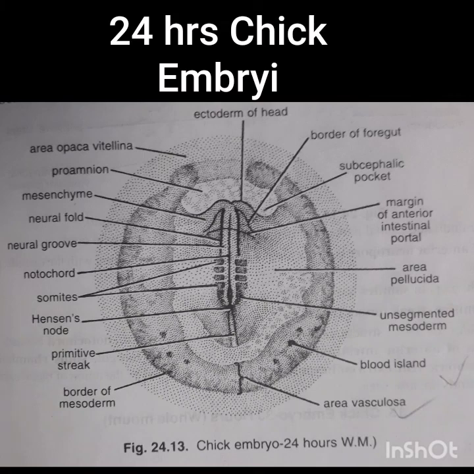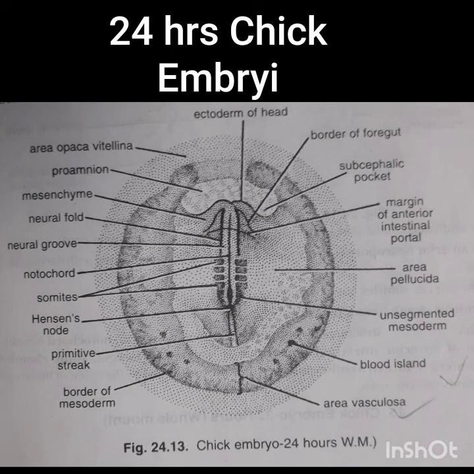Dear students, let us study about the 24 hours chick embryo. A 24 hours chick embryo is obtained after 24 hours of incubation. What are the characteristic features of the 24 hours chick embryo?